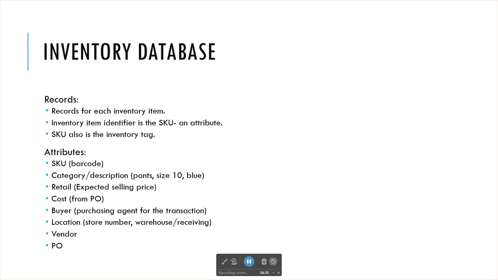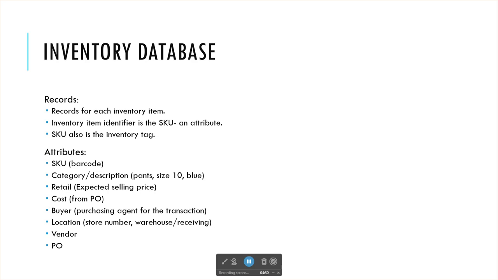So we have to have retail, we have to have cost, and you're going to see in a little bit that we also need to have markdowns and markups, and those transactions don't show up in the general ledger, but we need to see that they are associated with particular purchasing agents.